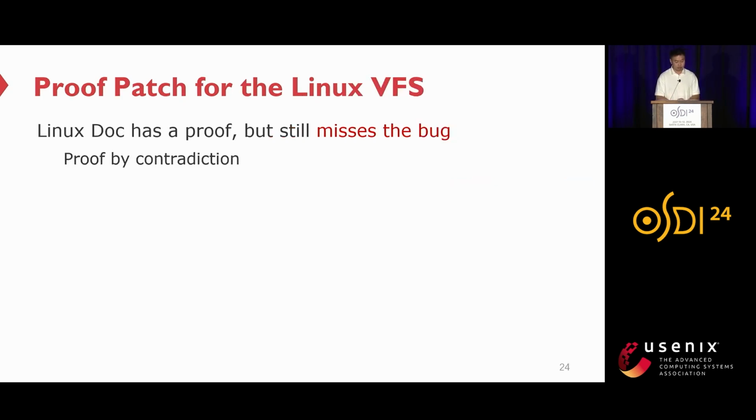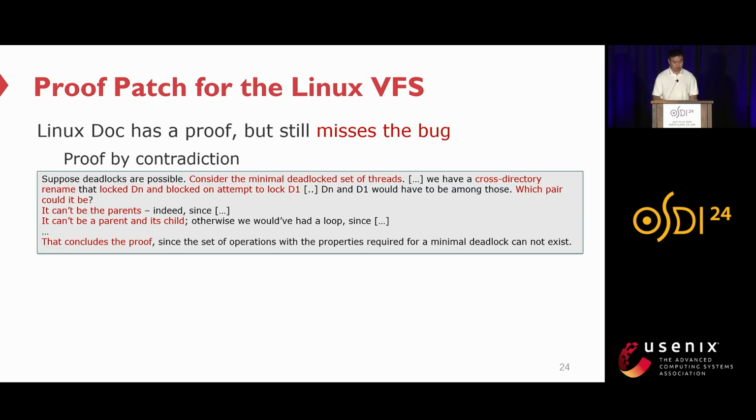It needs to be mentioned that the Linux documentation has a proof by contradiction of the locking scheme. The proof roughly goes by, if deadlocks are possible, there must be operations waiting for each other. By enumerating all such operation pairs, it concludes the proof by showing that such pairs cannot exist. There's no denying that the proof is detailed, but it lacks intuition, therefore still failing to catch the bug.